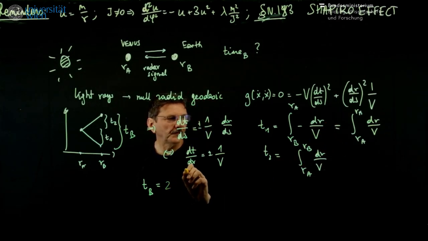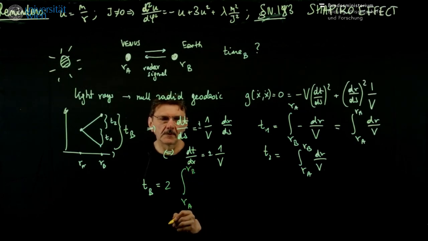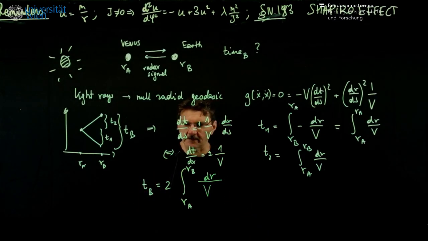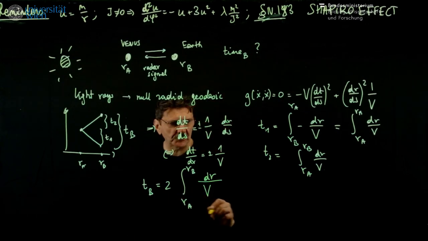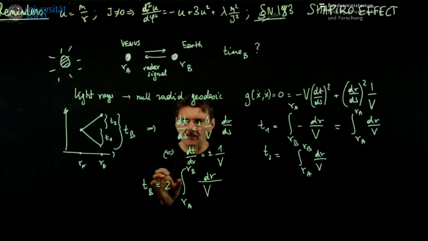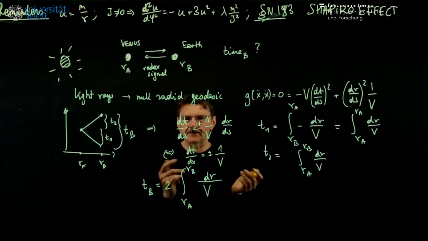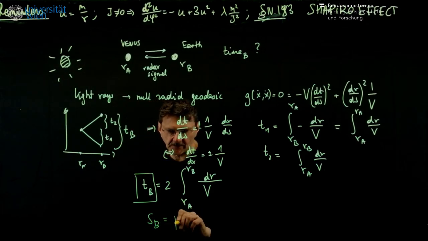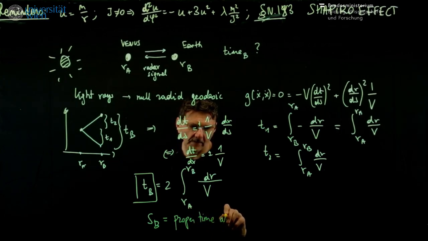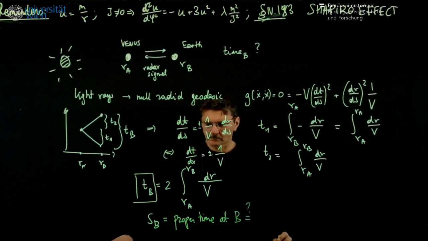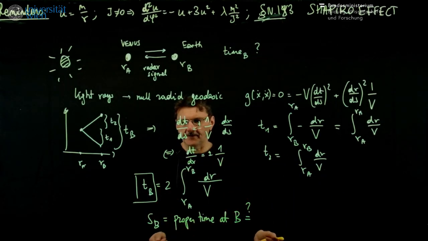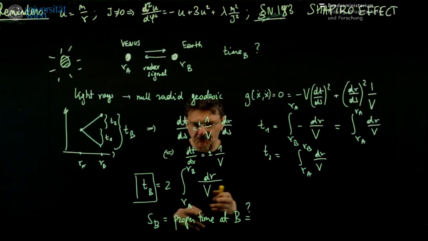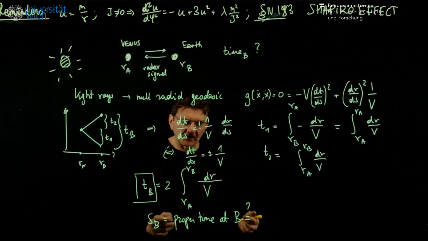But they're the same. So twice the integral from RA to RB of dr over v. Well, I could calculate this integral. That's doable. That's not very exciting. What we really want to show is that TB in Schwarzschild is larger than TB in Minkowski. And if you just integrate explicitly, this is not clear. Well, actually, you don't want TB in Schwarzschild. You want the proper time, right? SB is the proper time at B. And we need to show that the proper time is larger. From this we'll get a formula, but it's not going to be completely obvious that this proper time is larger than the Minkowskian one.